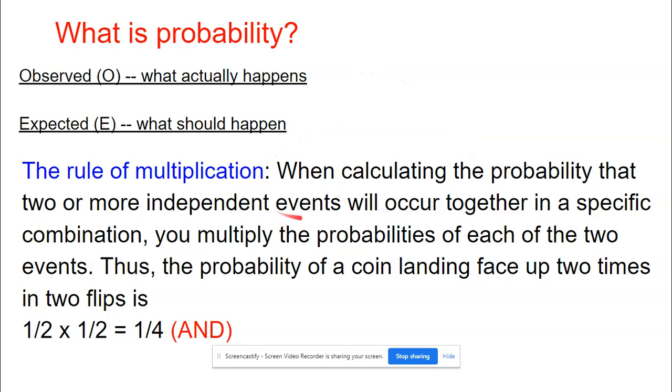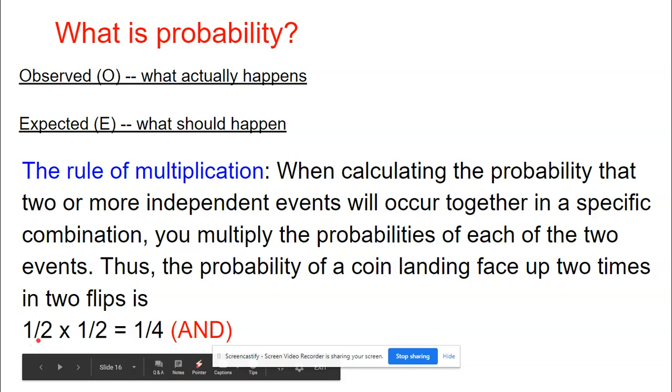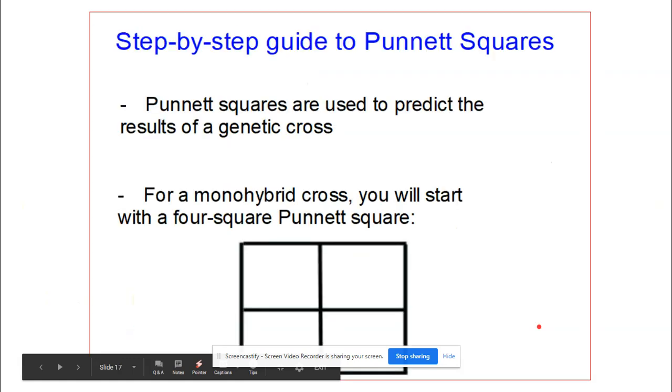This is the rule of multiplication that we might occasionally use in genetics when you're trying to figure out the likelihood that 2 or more independent events are going to occur together. For example, if you flip a coin, what's the chance of flipping heads twice? Well, you have 1/2 for getting heads, and then you multiply that by 1/2 again. So there's a 25% chance that you'll get heads twice. You can try this out at home.